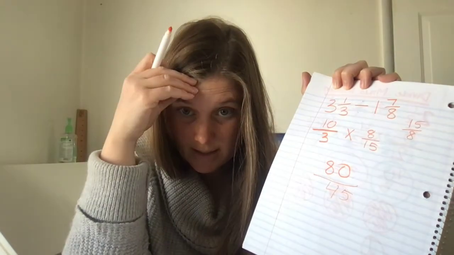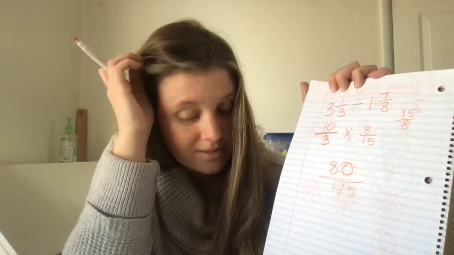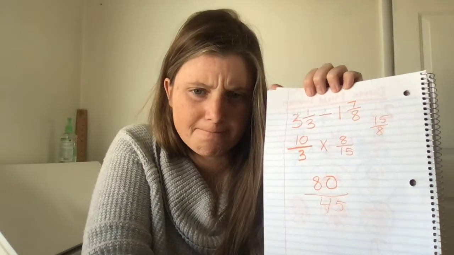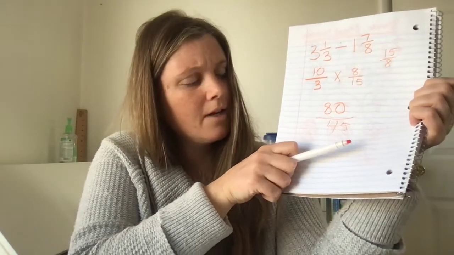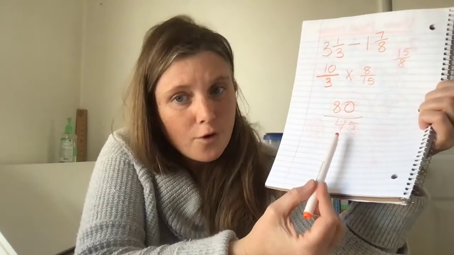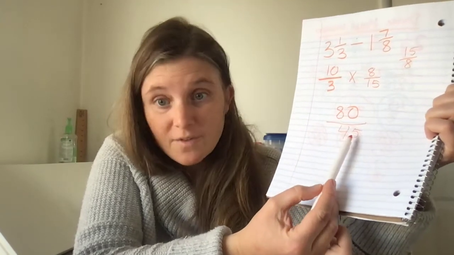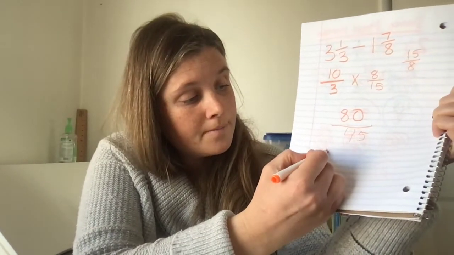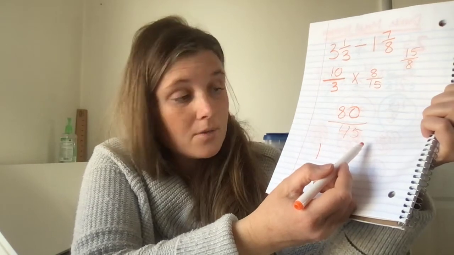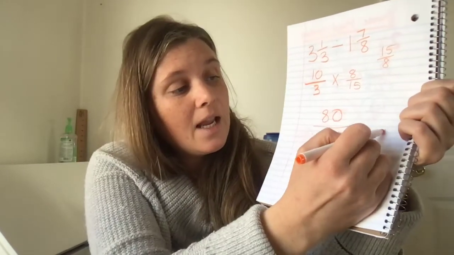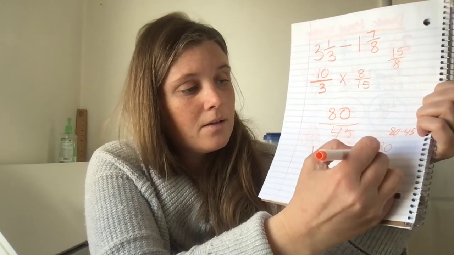Now we've got to simplify this thing. Okay. Are you ready for us to simplify this thing? All right. How are we going to do this? Well, 80 over 45. We know that we have a whole, right? Because we've got more than 45, so we've got 45 45ths. So we've got a whole. Now, we need to see how many we have left over. Okay. So we've got our whole. Now let's do 80 subtract 45. Okay, so 80 subtract 45.